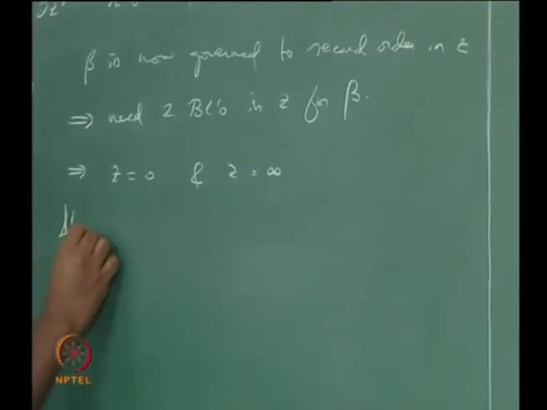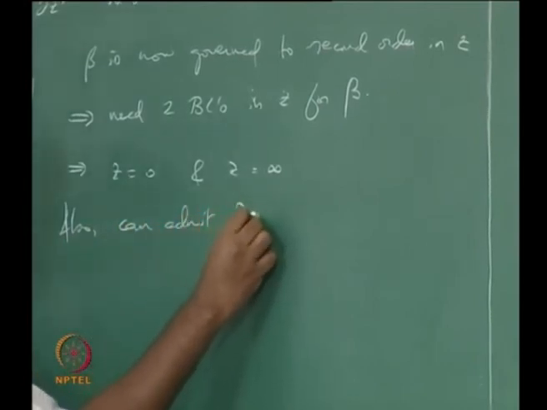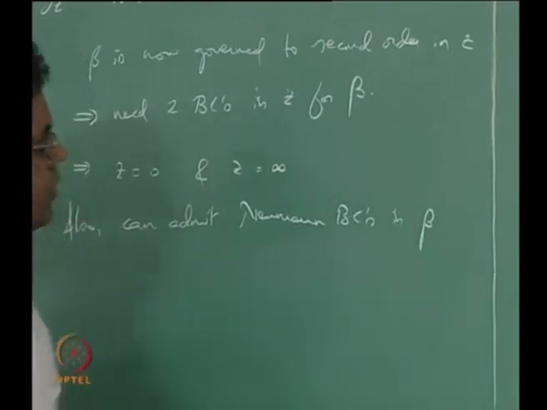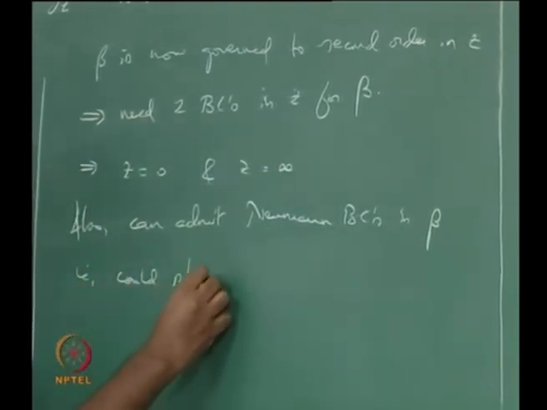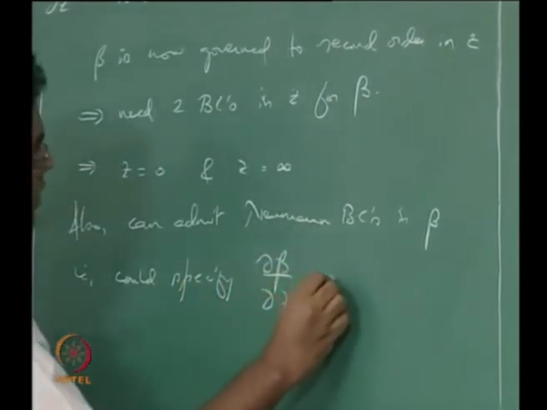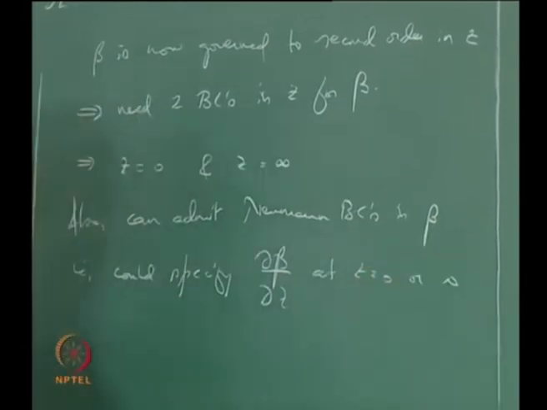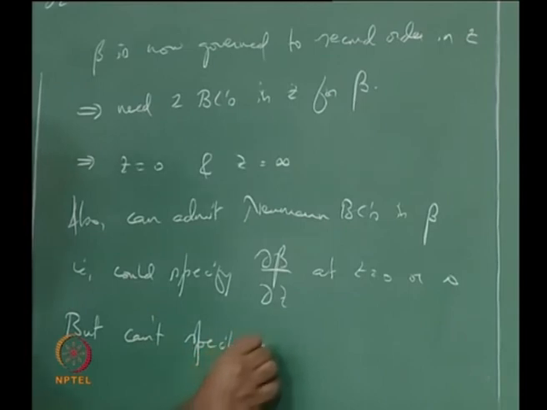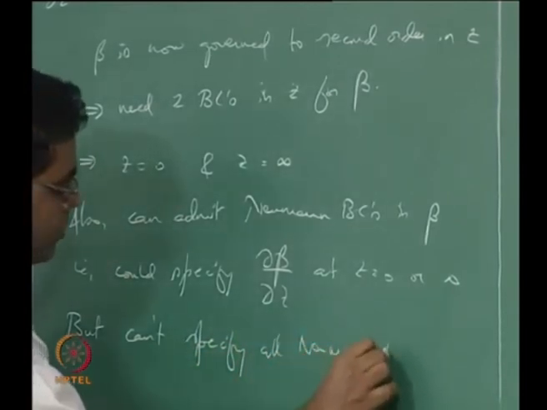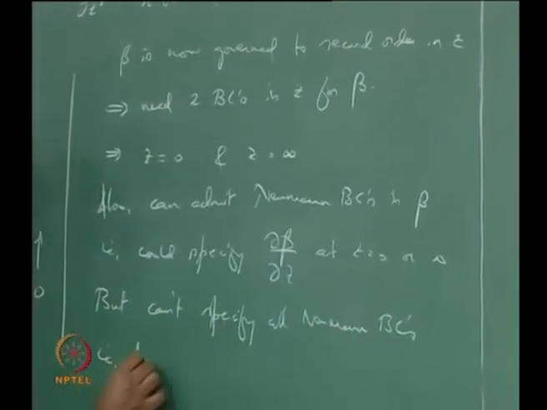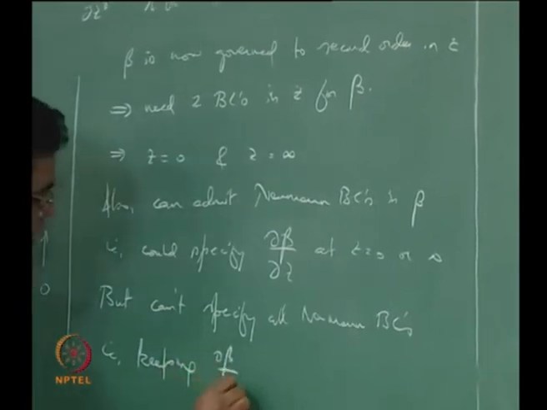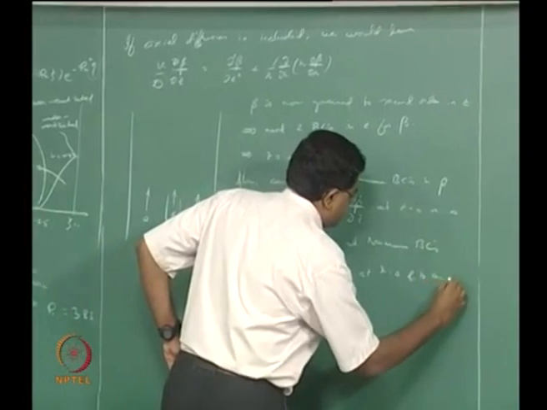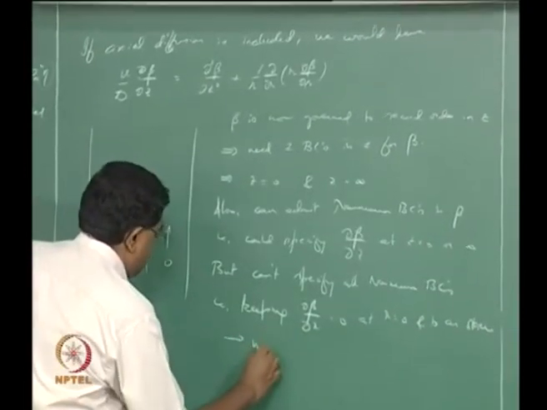Also it can admit Neumann BCs in beta, that is, we could specify dou beta by dou z at z equal to 0 or infinity, but we can't specify all Neumann BCs, that is keeping dou beta by dou r equal to 0 at r equal to 0 and b as well as the others, okay, because this would lead to a non-unique solution.